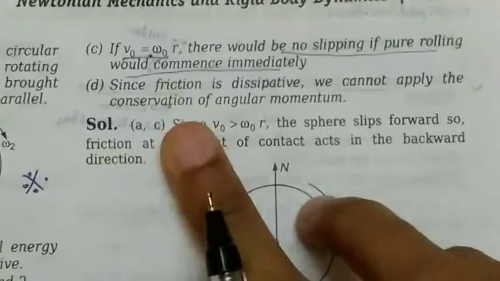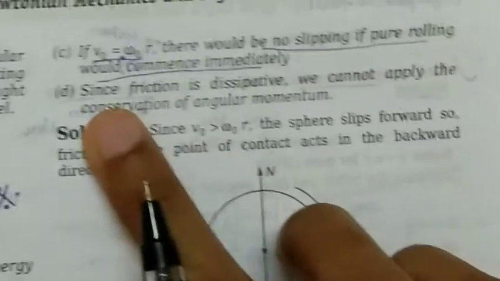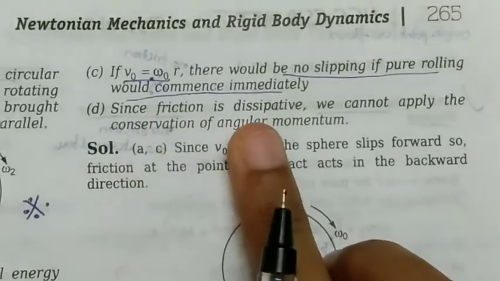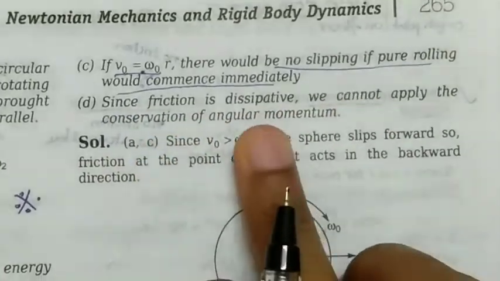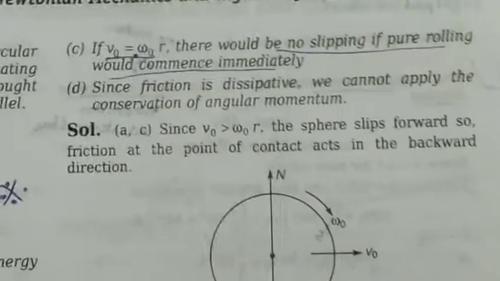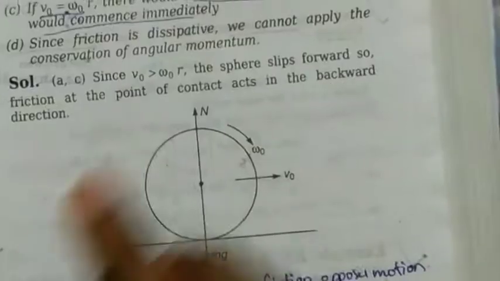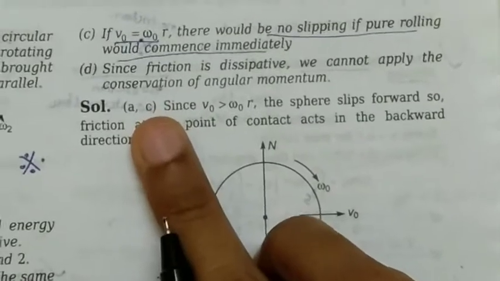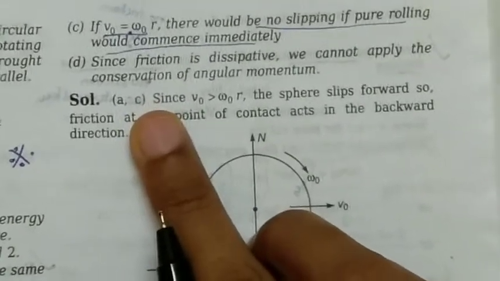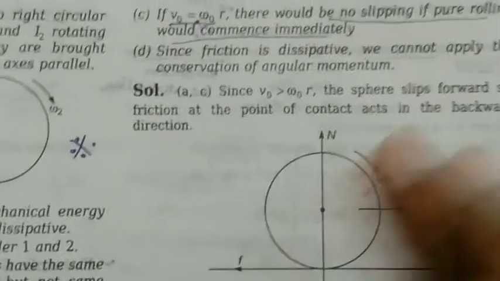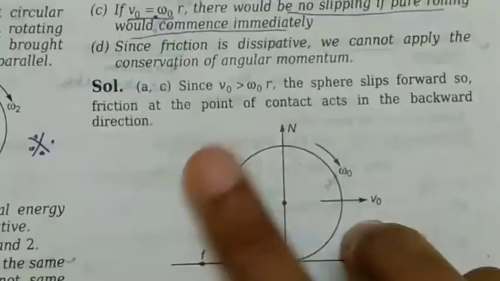So that is correct. And we need to see which of these four options are true. Since friction is dissipative, we cannot apply the conservation of angular momentum. So these are the four options, and we need to find out which options are correct for this question. Here the answer is a comma c. How it is a comma c, we'll see now. So let's solve this problem.